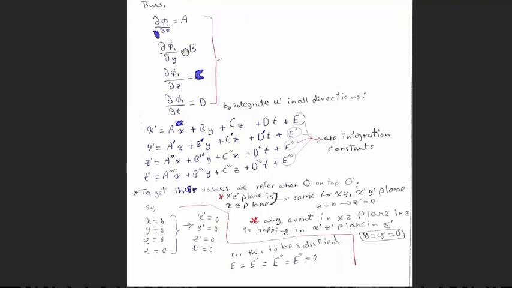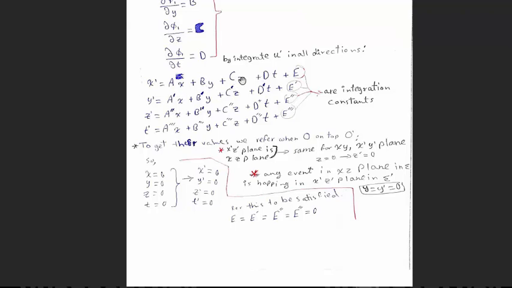After we name these constants a, b, c, d, we substitute them in this equation, and by integrating u1 and u dash, that is what we get here. These e, e dash, e double dash, e triple dash are all integration constants. We will get rid of them right now.